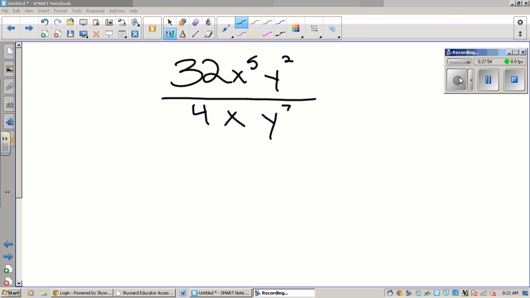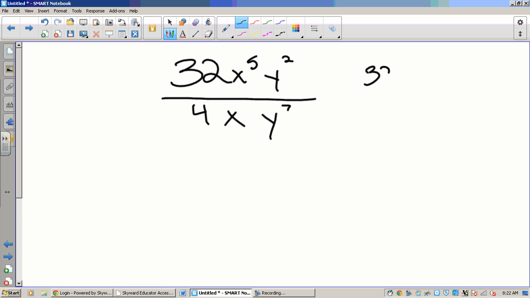What do I do first? Simplify. What do I simplify? Like reduce. Tell me what to do. Break it down. 32 over 4. And then times x to the 5th over x. Times y to the 2nd over y to the 7th. Perfect. So you can break it out like this.